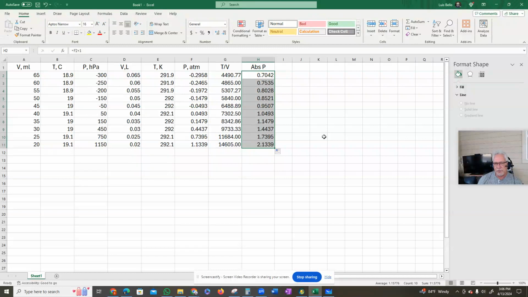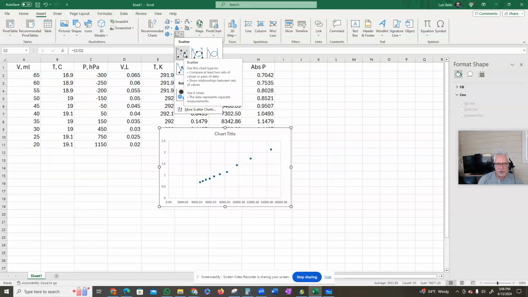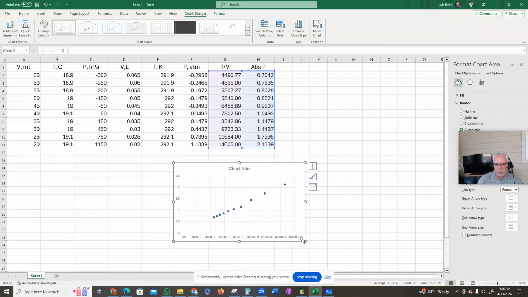Next thing to do is making a graph. How can you make a graph? The lab procedure explains that, but this is the way you will do it. Select all the data by dragging the mouse from the top one all the way to the bottom, and then go to insert, go to chart, select this one, scatter, and that will be your graph for this experiment.